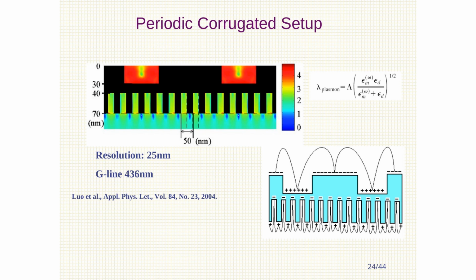The periodic corrugated setup, as detailed by Luo et al. PTT, offers a resolution of 25 nanometers with a G-line of 436 nanometers. This configuration enhances light manipulation, crucial for advanced optical applications. Understanding these setups is essential for developing efficient plasmonic structures, which we'll explore next.